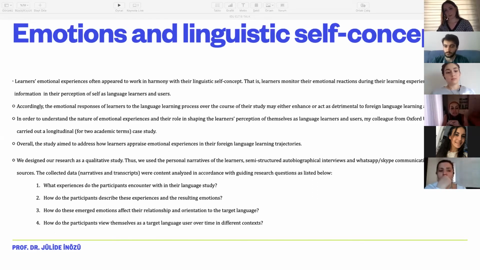What experiences do the participants encounter within their language study? How do the participants describe these emotional experiences? And how do these emerging emotions affect their relationship and orientation to the target language? And how do the participants view themselves as a target language user over time in different contexts? As I told you, it was a longitudinal study. So we observed the students for 2 semesters, and we would like to know more about how those emotions change through time.